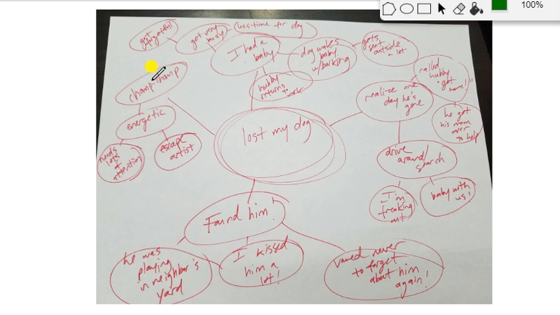So, lost my dog. This offshoot here just says chomp chomp. And then this is all information about my dog. Okay? What is this? This one here, it says I had a baby. So this would be a paragraph all about how I had a baby. And this offshoot is that I realized one day he's gone. Okay, so this is where he goes missing. And then this last one is where I found him.